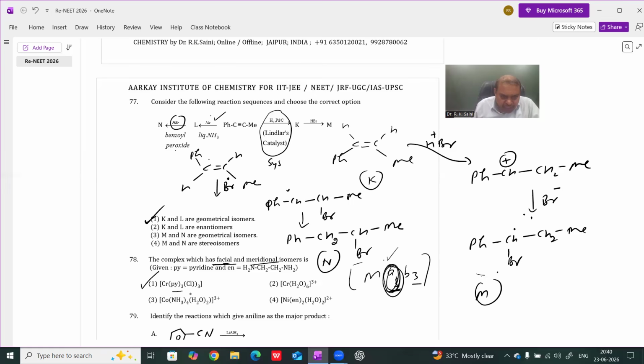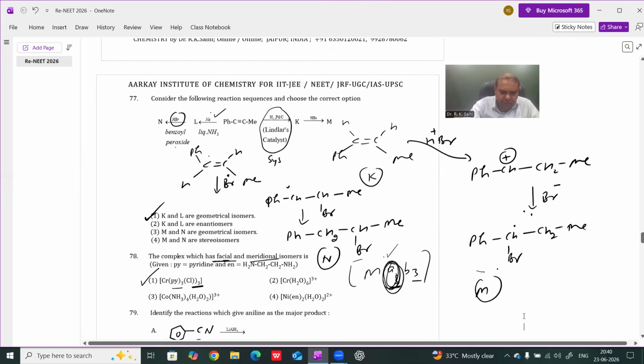Three pyridine and three chloride ligands, and hence it shows facial and meridional isomers. Simple question and directly based upon your NCERT book. You can check your book. Question next.